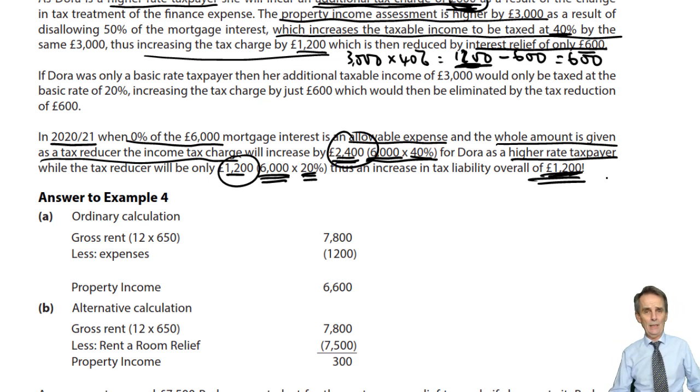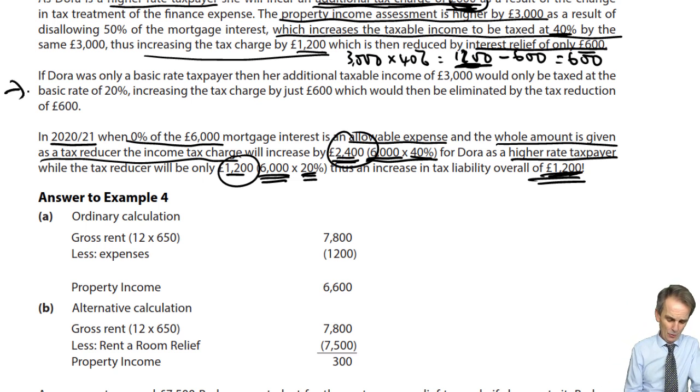The problem arising here is only arising because Dora is a higher rate taxpayer. Going back to the situation in 1819, if Dora was only a basic rate taxpayer, then what would happen? 50% of the expense was allowed, 50% of the expense was disallowed.